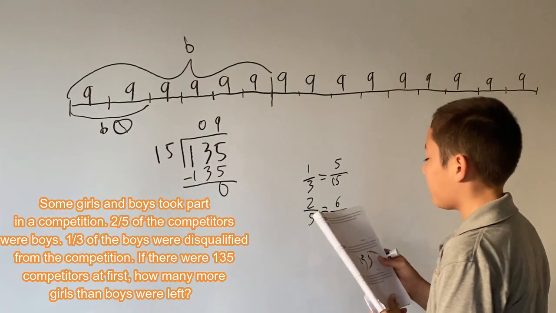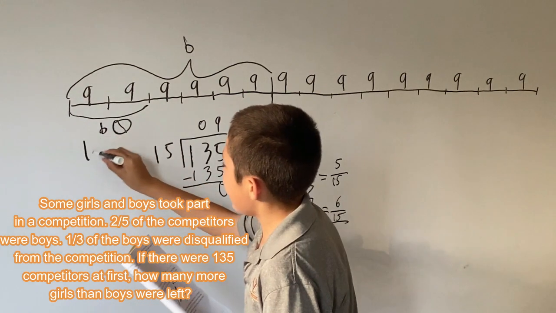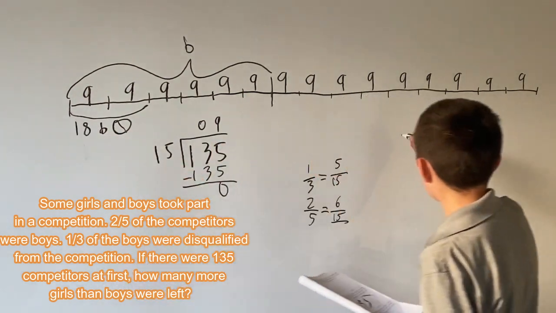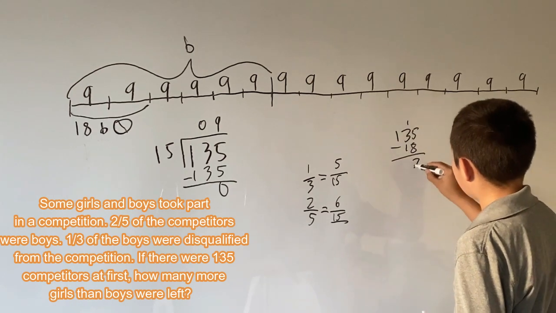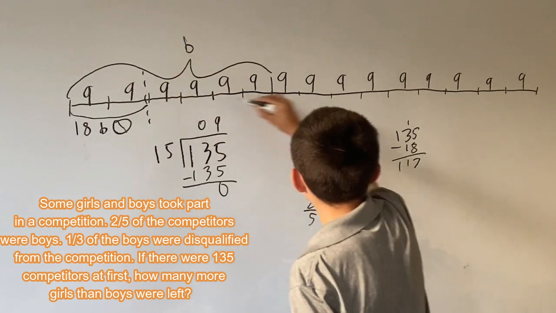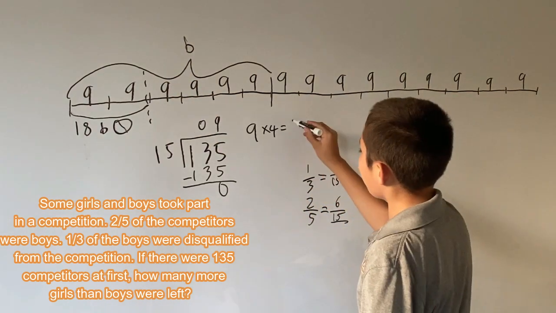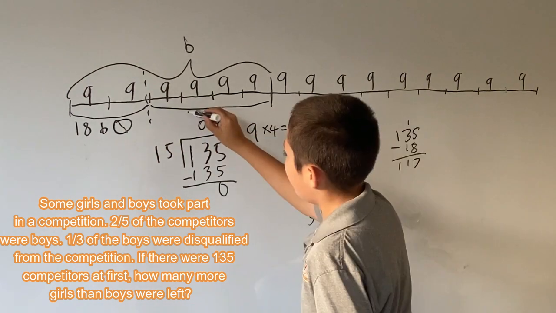Now we have to figure out how many more girls than boys were left. This is 18, meaning that 18 boys were disqualified. So 135 subtracted by 18, 117. So now this and on is 117. 9 times 4 is 36. So this portion right here is 36. We can mark that out.